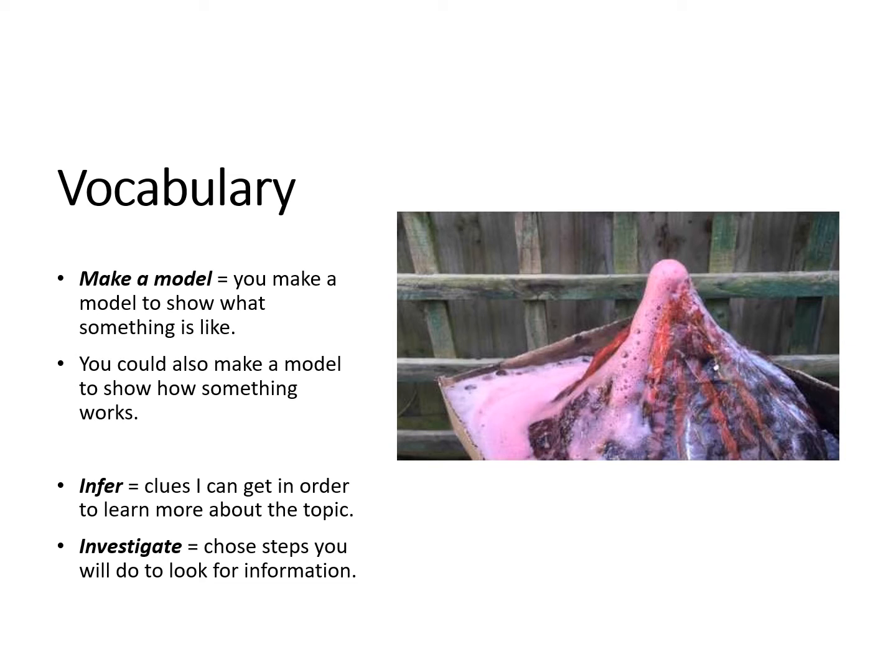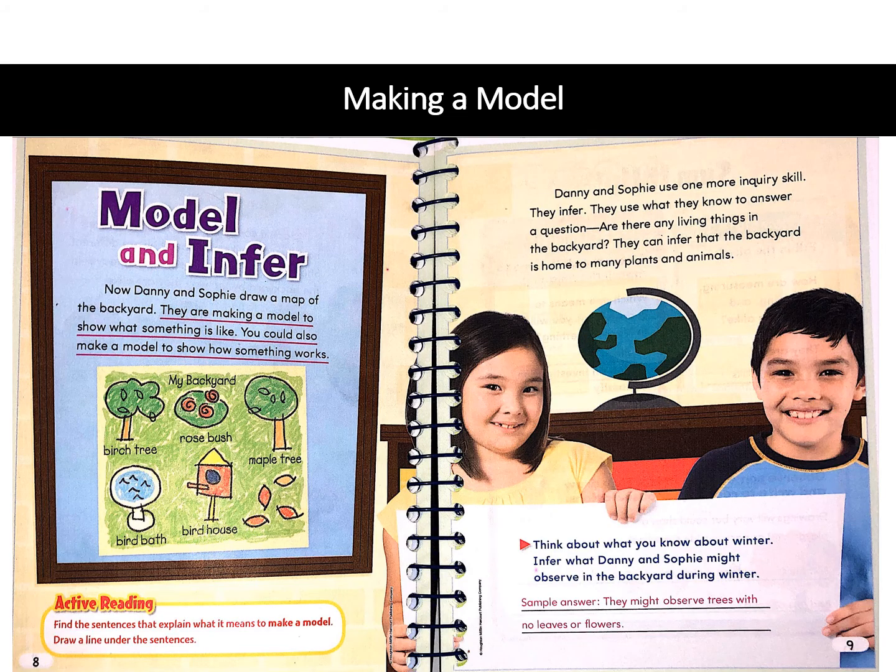There you go. So that was the little model of a volcano. Making a model. Now let's take a look at page 8. It says, now Danny and Sophie draw a map of the backyard. They are making a model to show what something is like. You could also make a model to show how something works.